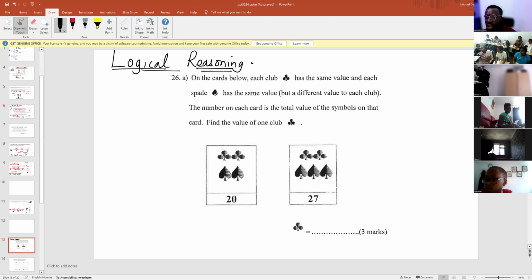Well, let's look at this question. This question falls under the category of logical reasoning. Now, everyone, let's look at this question. I need your attention, everyone. If you're not paying attention, it's really not going to be fun, right? On the cards below, each has the same value, right?